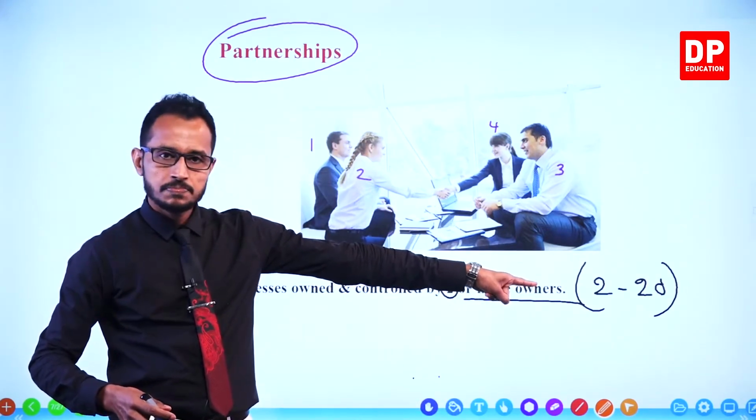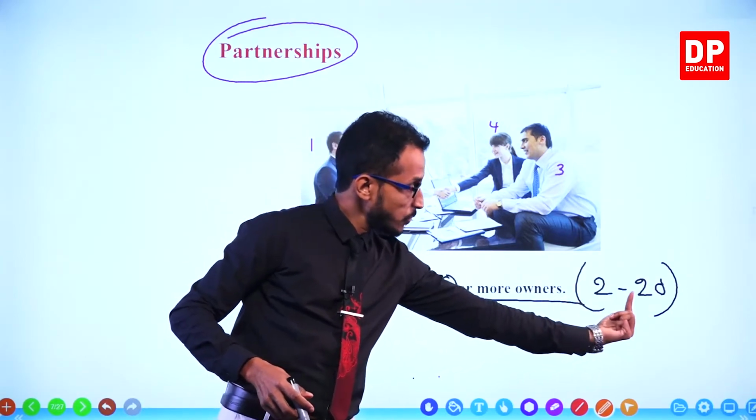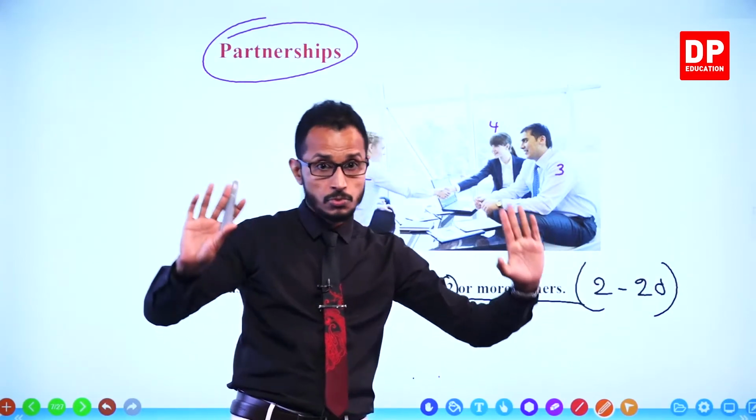That's your limit. Minimum you should have 2 owners. Maximum you can have 20 owners, not more than that.